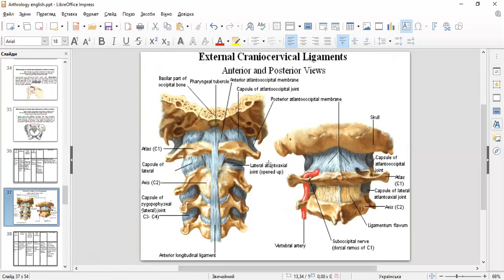Look at the slide, please. You can see all information about the previous joint: occipital bone, atlas, and accessory elements. For example, the anterior atlanto-occipital membrane, the posterior atlanto-occipital membrane, and a piece of the capsule.